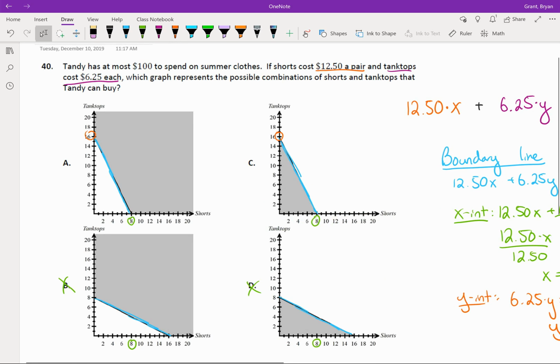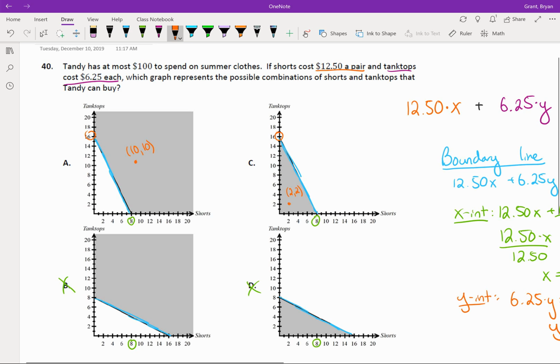Then we need to talk shading. The way that the shading works is the shading is trying to show us all the possible combinations that Tandy can buy and still stay within her $100. So you'll notice that one graph is shaded on the right or above the blue line and the other one's shaded on the left. So let's just pick a couple points there. For example, maybe I'll pick the point (10, 10). That's in my shaded region here. And over here, what if I pick the point (2, 2)?